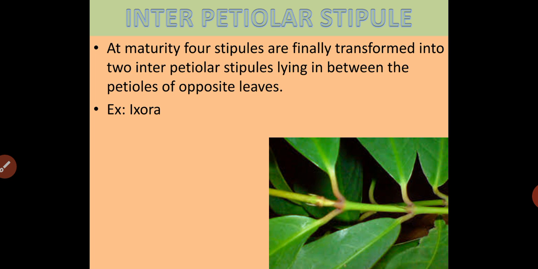Interpetiolar stipules. At maturity, four stipules are finally transformed into two interpetiolar stipules lying in between the petioles of opposite leaves, as seen in case of Ixora.